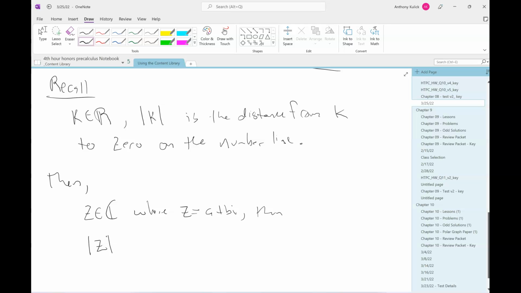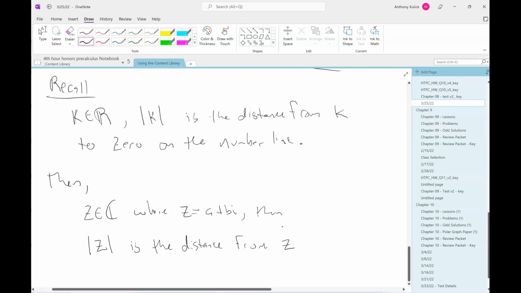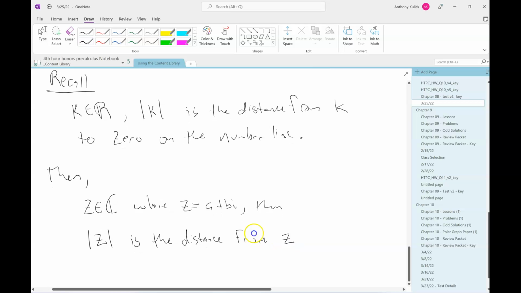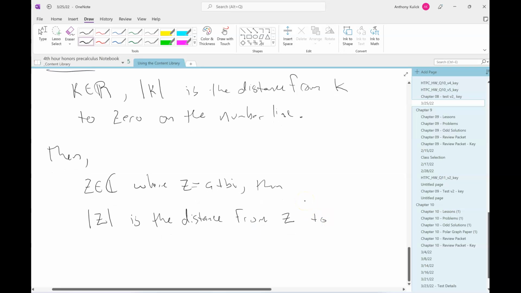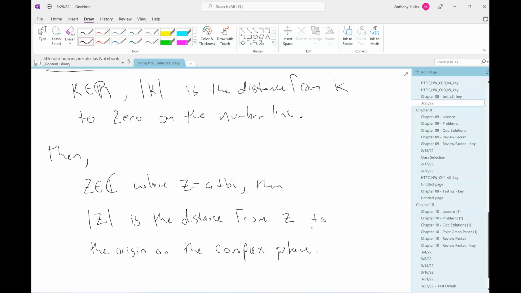What does the absolute value of a complex number have to be? Nope. Nope, we can do this. It's a distance from that number to the origin on the, nope, can't put complex numbers on the number line, on the complex plane. Right? Because where do we put complex numbers? On the complex plane.